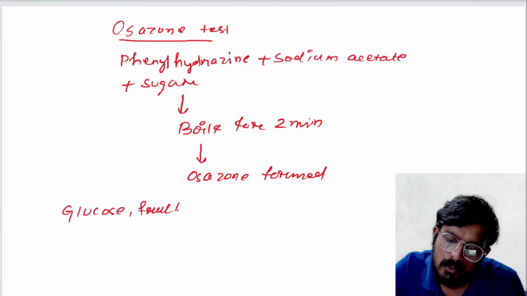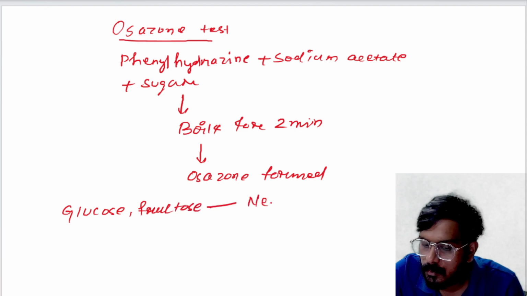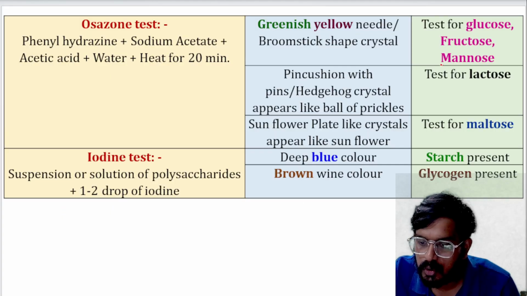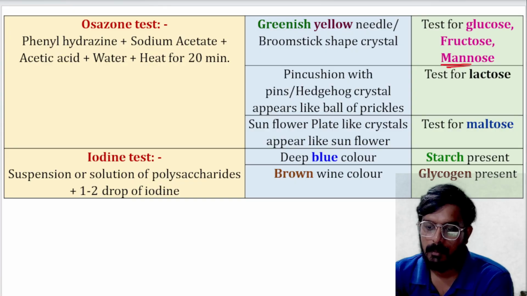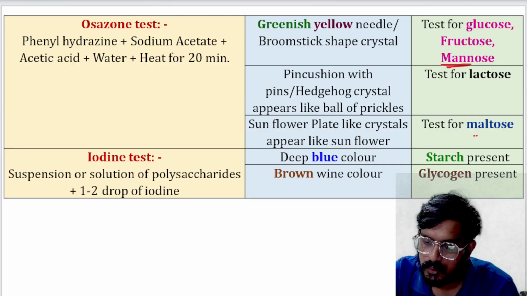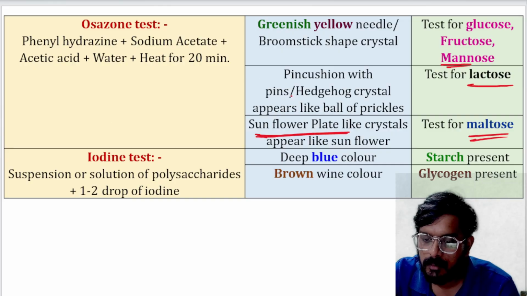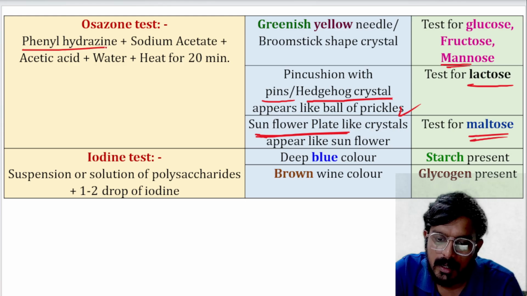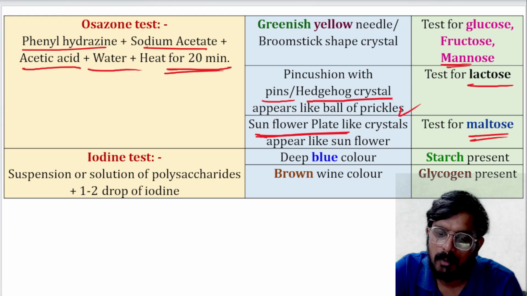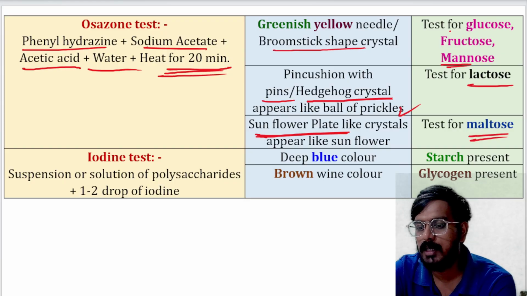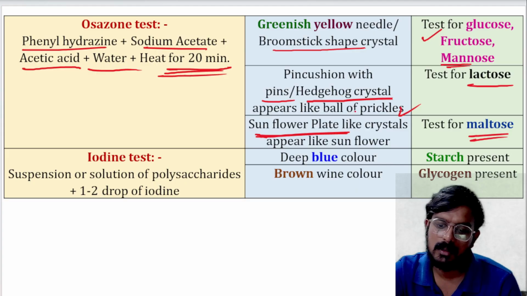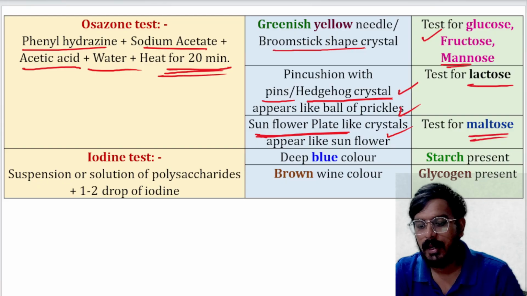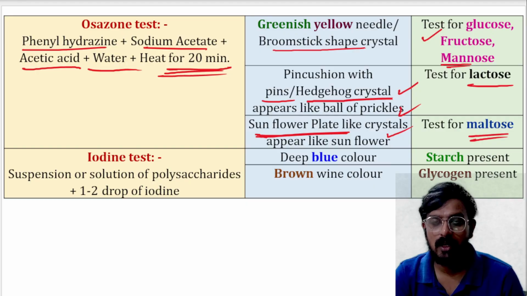Glucose, fructose, mannose form needle-shaped Osazone. Maltose forms sunflower-shaped Osazone. Lactose forms pins or hedgehog crystals, which appear like a ball of prickles. Please remember: phenylhydrazine, sodium acetate, acetic acid, water, heated for 20 minutes, a greenish yellow needle-shaped crystal is formed for glucose, fructose, mannose; lactose forms hedgehog crystals, and maltose forms sunflower-like crystals. I hope everyone is clear up to this, no doubt at all.